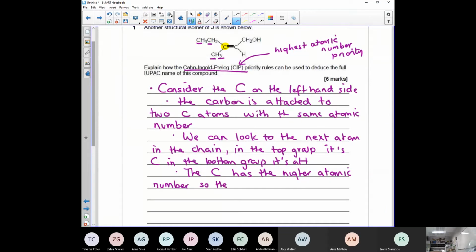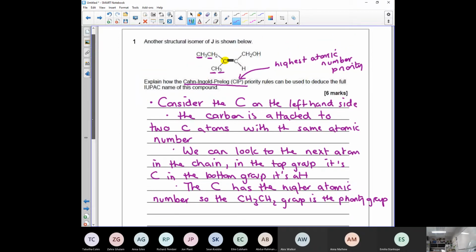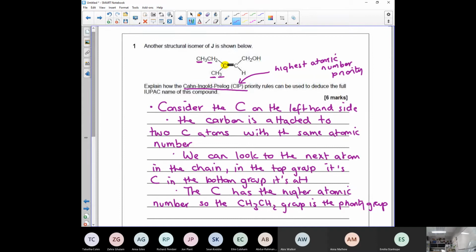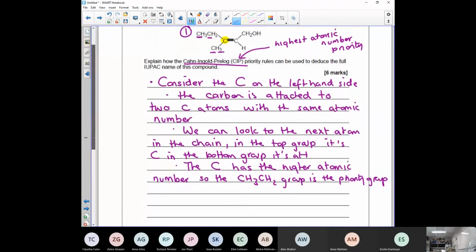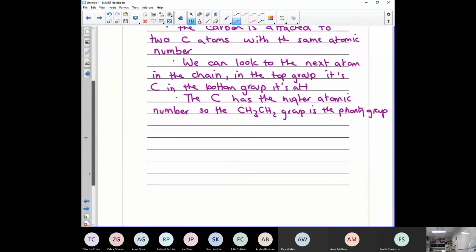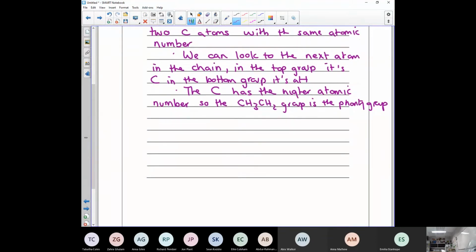So the CH3CH2 group is the priority group. Moving on, I've identified that top group, the CH3CH2 group, as the priority group. Do you know what I'm going to also do? Give that a number 1 at the top, just so I remember it at the very end, because I'm going to have to name this whole thing. The carbon has the highest atomic number, so the CH3CH2 group is the priority group.